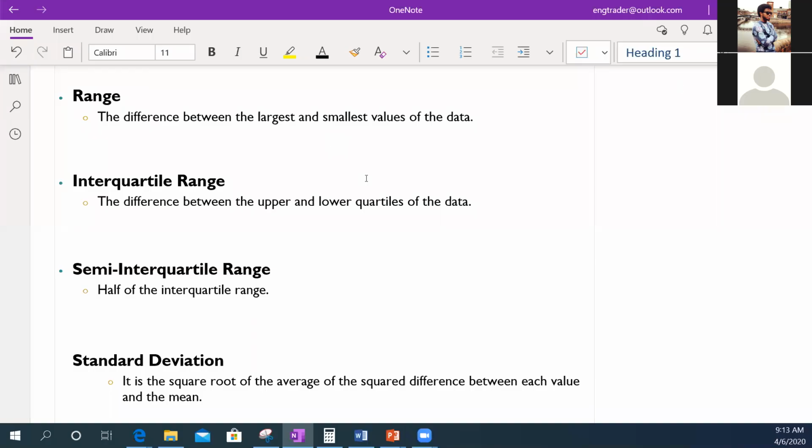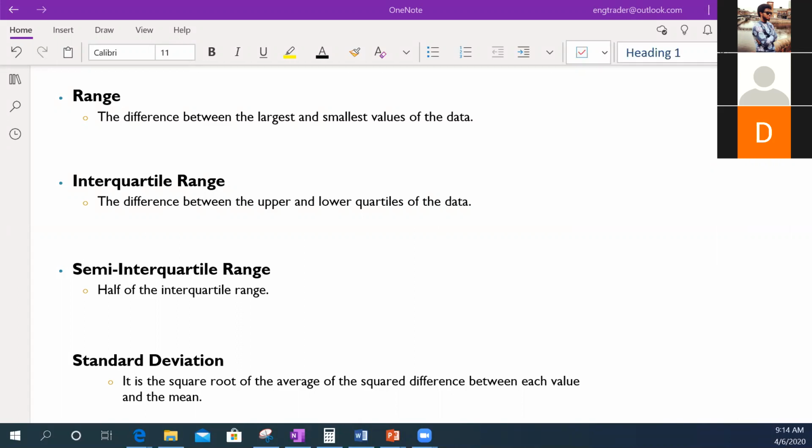So we have some definitions here of what each represents. The range represents the difference between the largest and smallest values of the data. It basically shows us the largest difference between any two values in the data. When we find a range, we know that if we compare any two random values, there is no way that they are going to be larger in difference than the range that we actually calculate. So the range gives us the overall spread from lowest to highest.